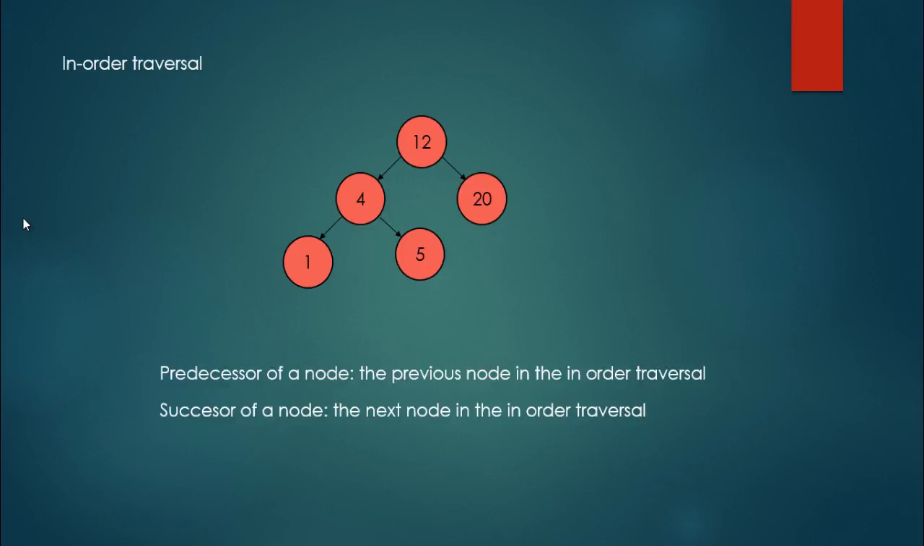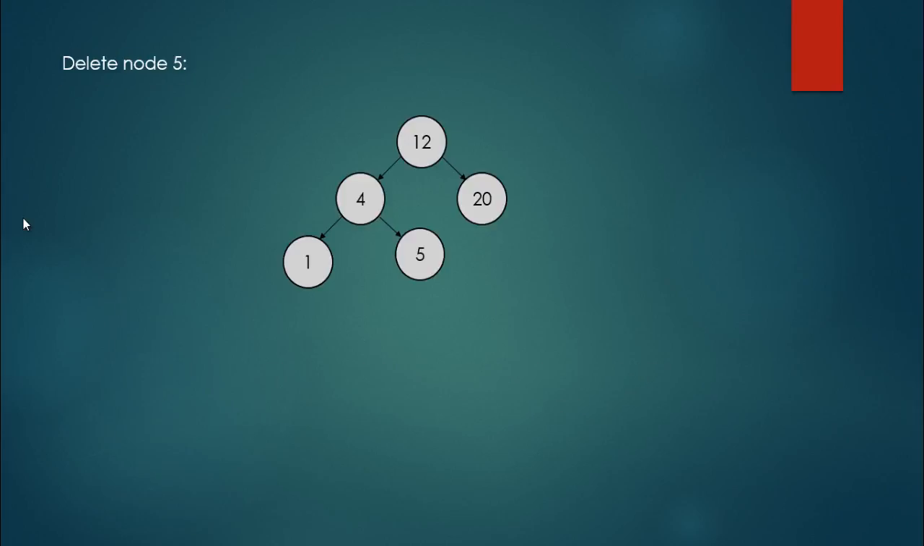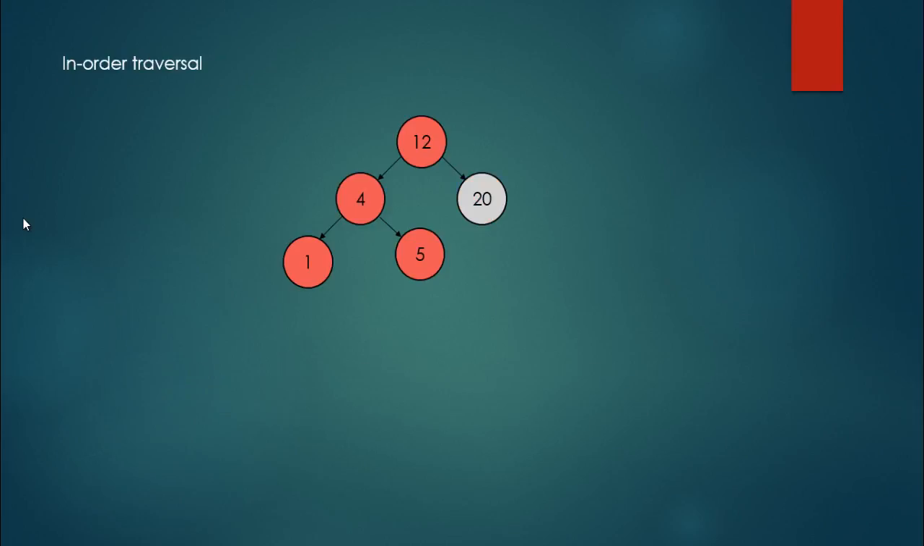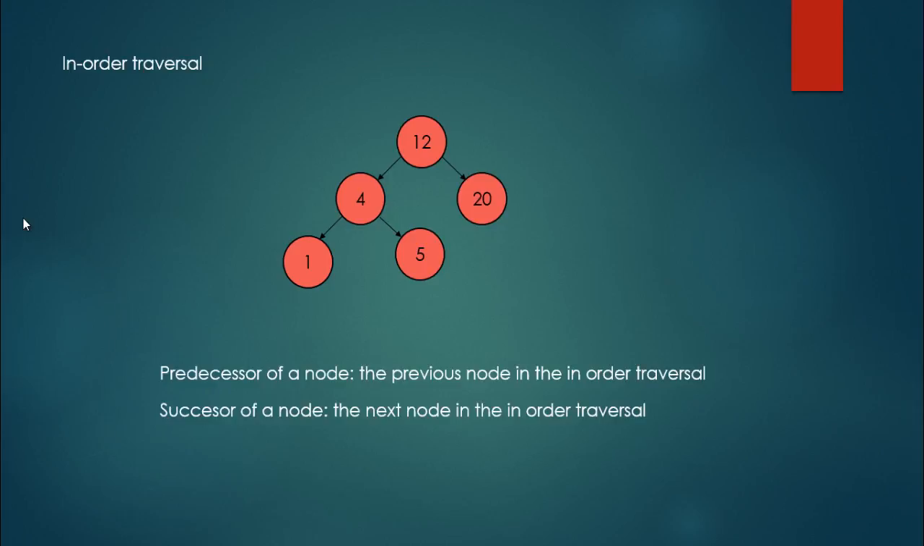So the predecessor of a node, as I said earlier, is the previous node in the in-order traversal. So for example, what's the predecessor of 12? It is 5. Why? Because in the in-order traversal, after 5 we get 12, and after 12 we get 20. So that's why the predecessor of 12 is 5, because it is the previous node in the in-order traversal.